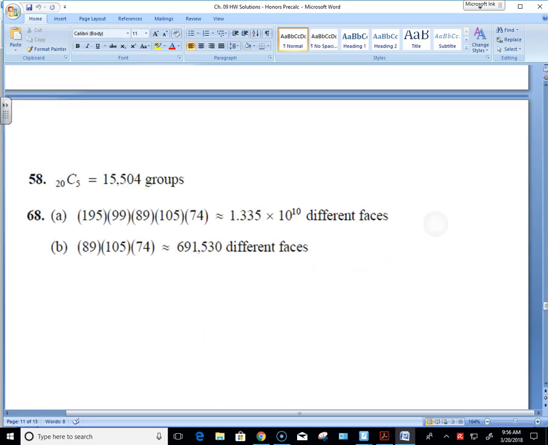And 68 was the facial recognition thing, right? As far as how many different options for, I forget what it was, hairlines and noses and eyes, eyebrows, something like that? Oh, chins and cheek structures, that's right. And so with the fundamental counting principle, all you had to do is multiply them all together.